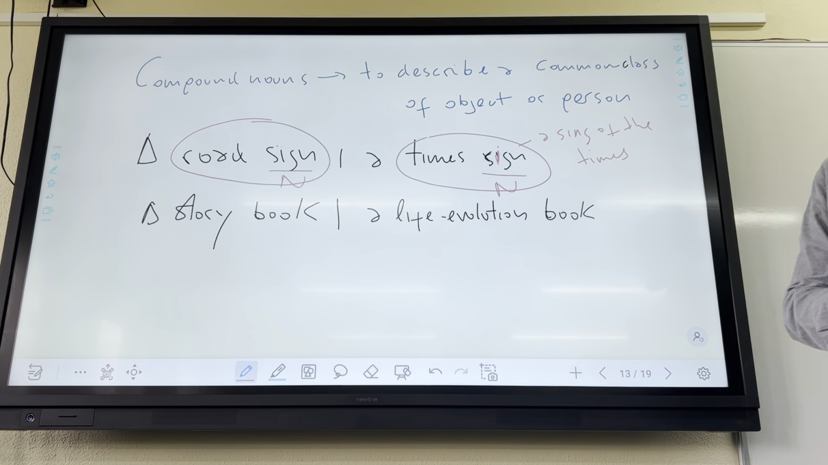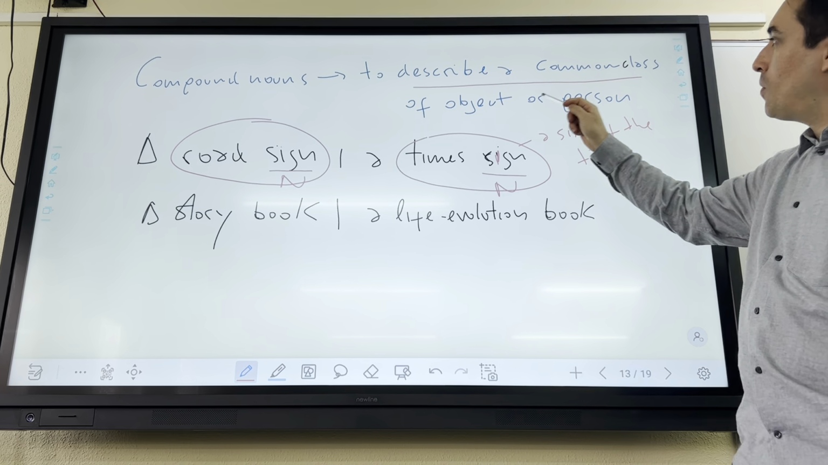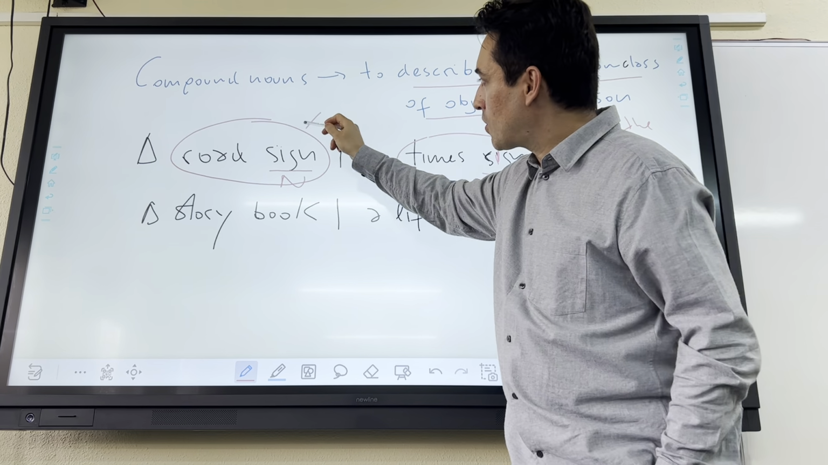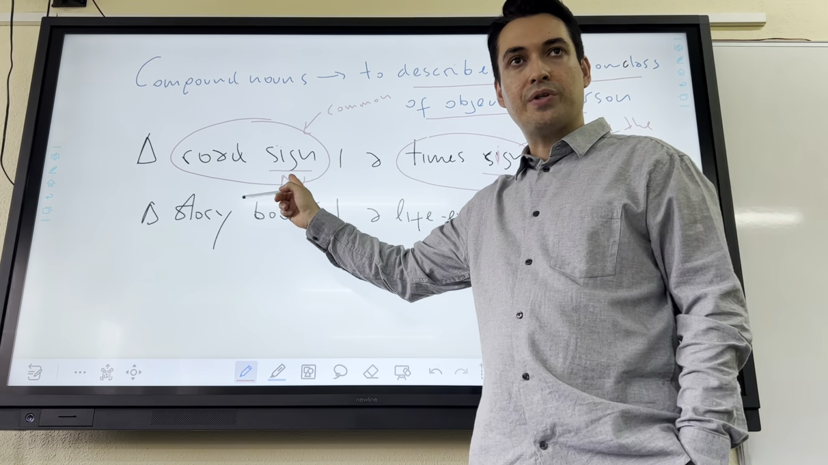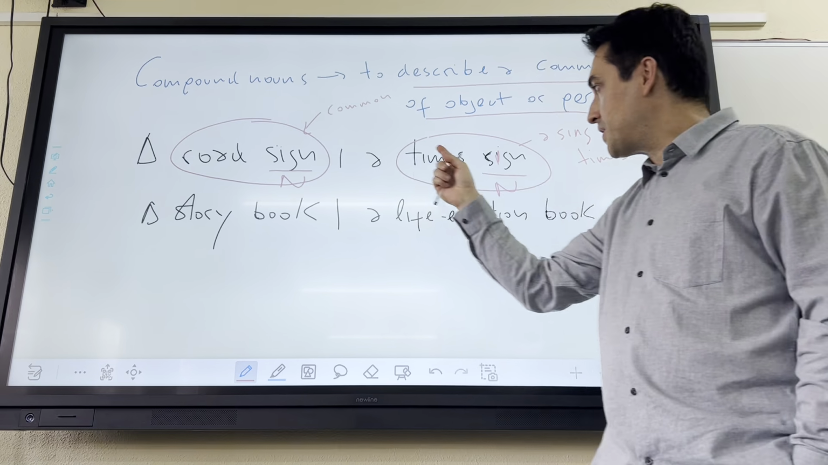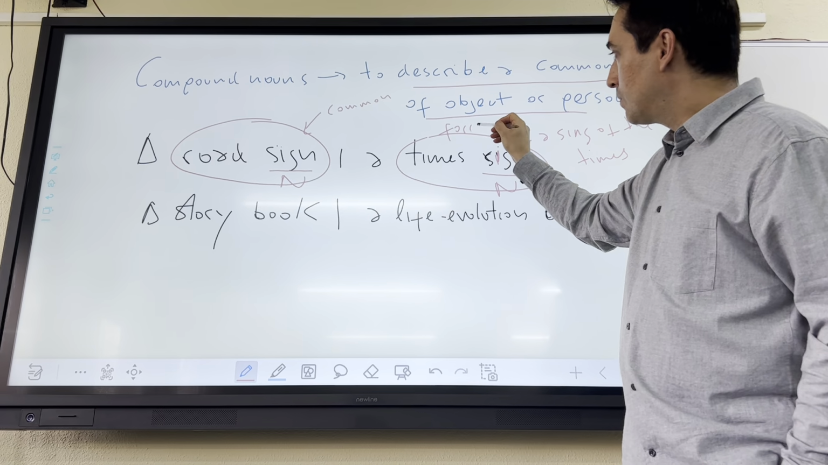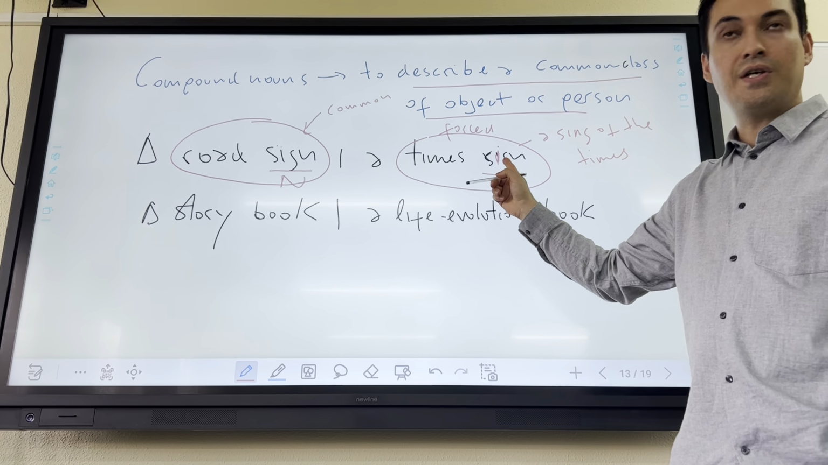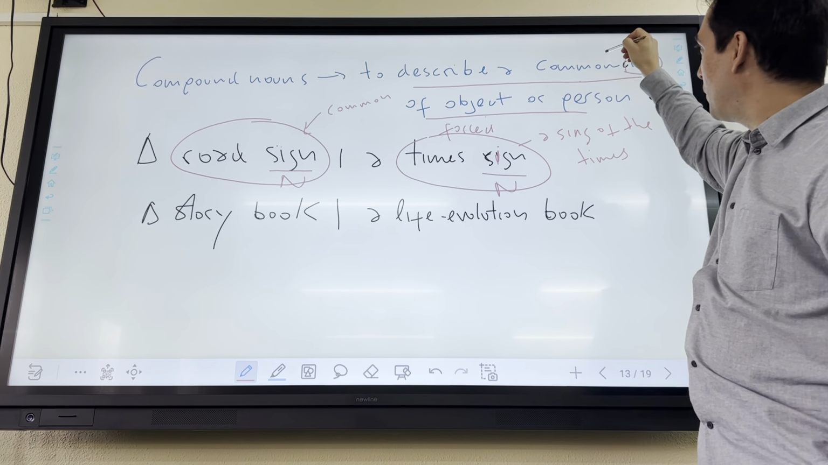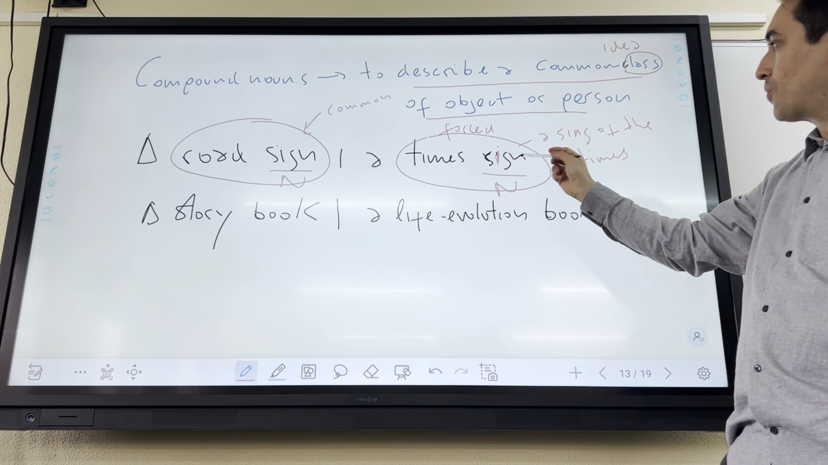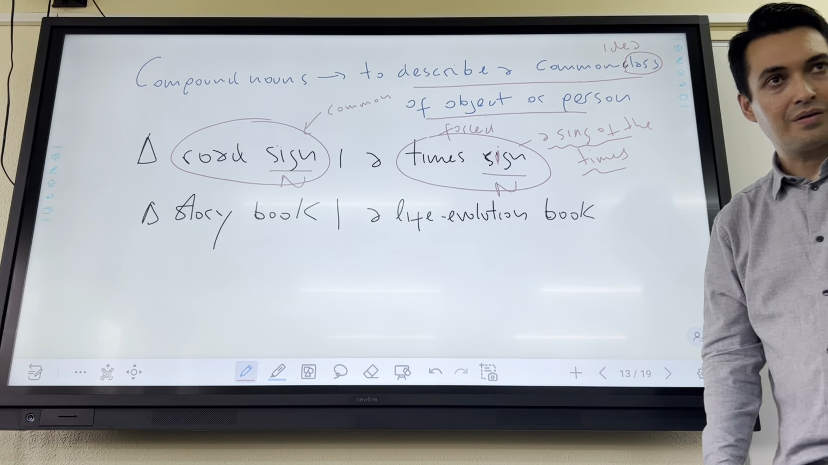So what I'm trying to teach you here is that we use compound nouns to describe a common class of object or person. This is very common, okay? That's why there is a compound noun. Road signs are everywhere. But this is forced, a time sign. This is forced English. And if it sounds forced, it's not a common idea, a common class, a common concept. It's better to say a sign of the times. Do you understand? Yeah.